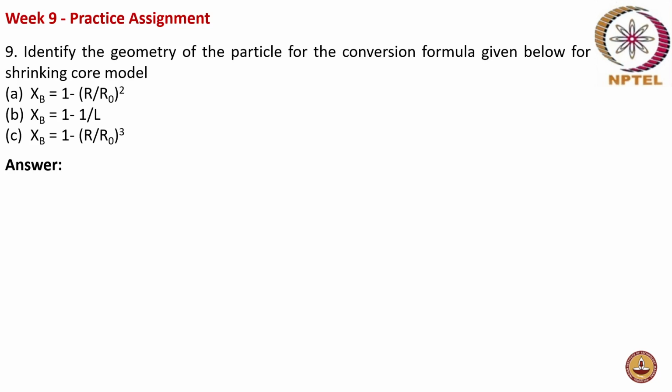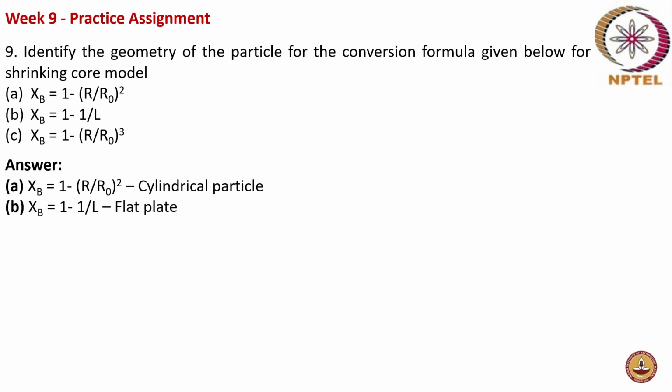So the answer is, when xb is equal to 1 minus r by r naught the whole square, then it is for a cylindrical particle. Okay. So you have this pi r square h and pi r square h. The shrinking core, unreacted core, and the initial particle diameter as r naught. So with that you will end up with this expression of conversion xb is equal to 1 minus r by r naught the whole square.